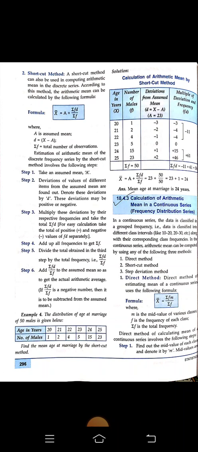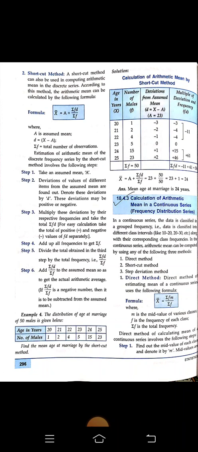How to do that? It is a continuous series of data and the data is classified into grouped frequencies. That is, data is classified into different class intervals like 10 to 20, 20 to 30, 30 to 40, etc., along with their corresponding class frequency. In the continuous series, arithmetic mean can be computed by any of the following three methods: the direct method, the shortcut method, and the step deviation method.